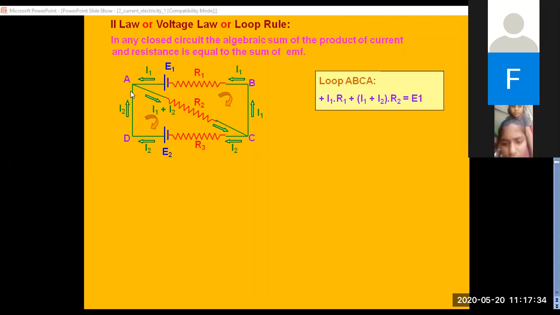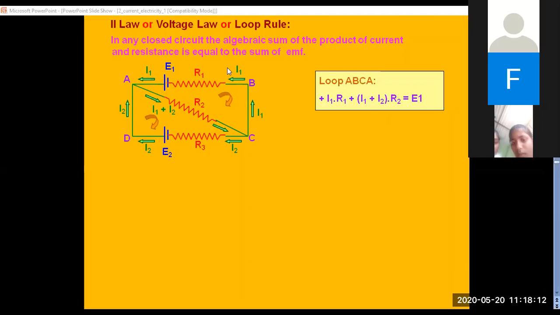I'm taking the first part, that is A, B, C and A. This upper portion of the triangle. What is our law? The algebraic sum of the product of current and resistance will be equal to the EMF. Now what is the current flowing here? It is I1 and R1. So I'm taking the direction like this. I1 will flow across R1 plus across R2. What is your current? It is I1 plus I2. So I1 plus I2 into R2 should be equal to the EMF here, which will be E1.